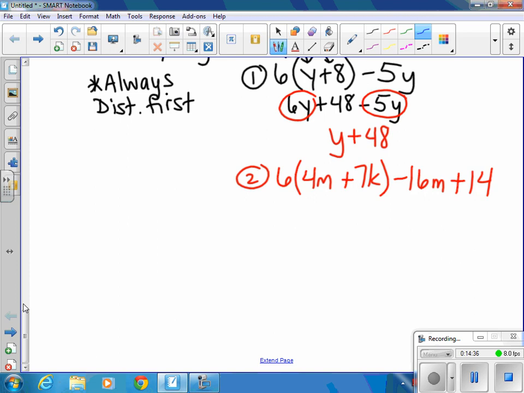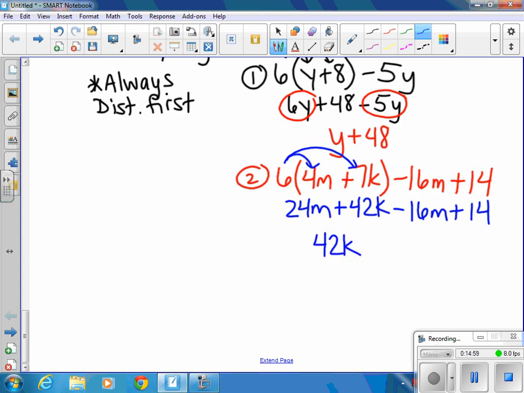So once again, you must distribute first. 6 times 4m is going to give you 24m. 6 times 7k is going to give you 42k. And then write all the other stuff left in the problem behind it. Okay, now you're ready to combine like terms and keep them alphabetical. Since k comes first, there's nobody who goes with the 42k, so in your answer, 42k is at the beginning. Then you go to your m's, because there's two sets of them, so we can combine them together.